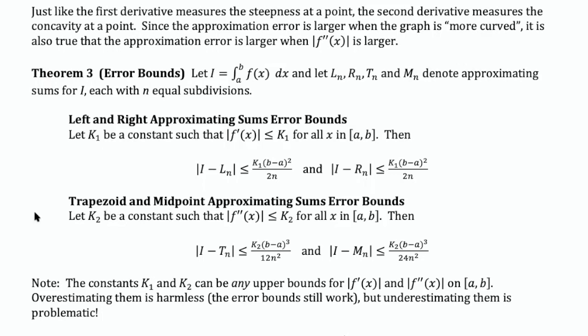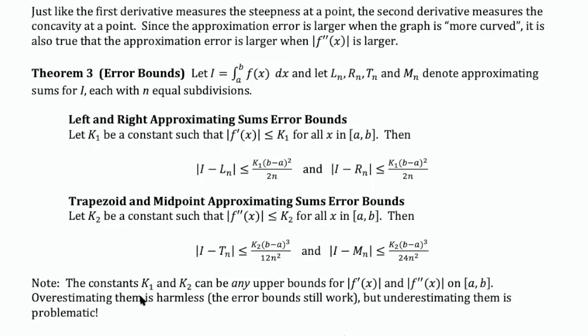For trapezoid and midpoint approximating sums error bounds, we'll choose a constant that's bigger than the second derivative, always. And then we can use that upper limit as a boundary to calculate the maximum error for a trapezoid sum and the maximum error for a midpoint sum. Now these two are different, okay? So there are different formulas here. Again, your book goes into the explanation for why.